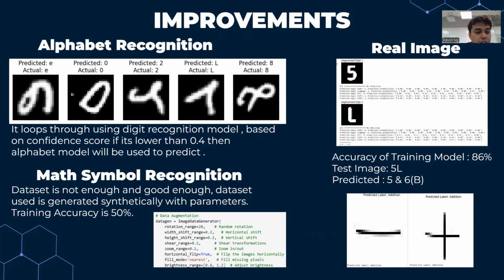So for my math symbol recognition, the data set wasn't good enough. The data set I used was generated synthetically with parameters, as you can see below. Training accuracy achieved for this model was 50%. For the real images, I used a plus and a minus. So the addition it manages to predict. However, for the subtraction, it did not. So therefore, these two models weren't integrated.